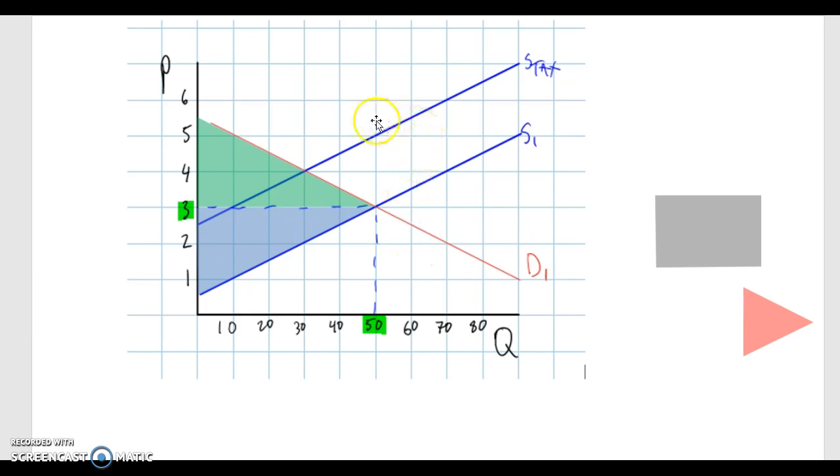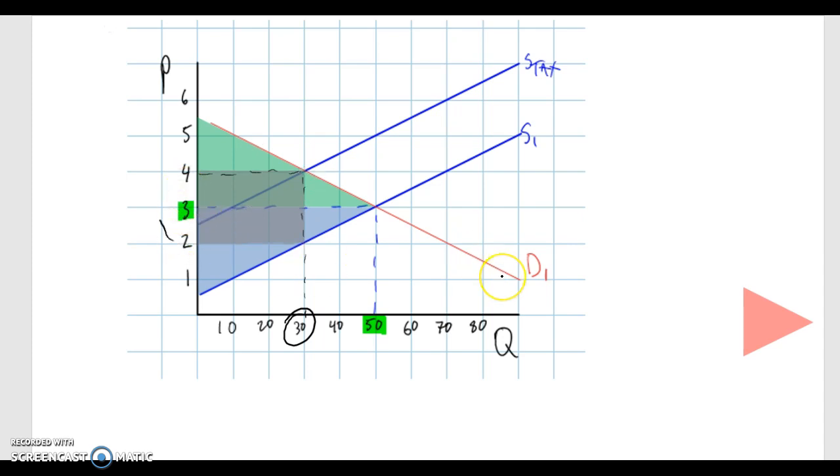We implement the tax, and the new quantity in the market is going to be at 30 at a price of 4. So then we can analyze very quickly some other impacts. Here in gray, this is going to be the amount of government revenue from the tax. So again, the government's going to collect 2 to 4.